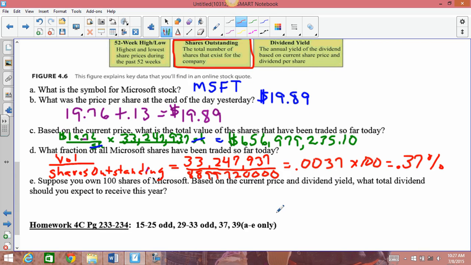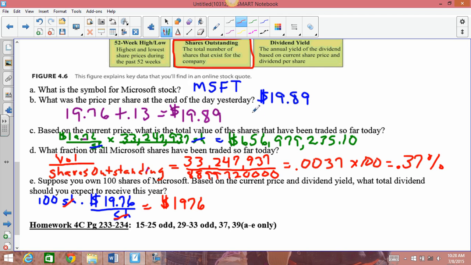So what we want to take then is we want to figure out, well, how much money do we have? What's the value of the stock that we have? So if you have 100 shares, take those 100 shares and multiply it times the current price, which would be $19.76 per share. That way then shares cancel out, and you would have $1,976. That's the value of your stock. So you earn dividends on how much your stock is worth.